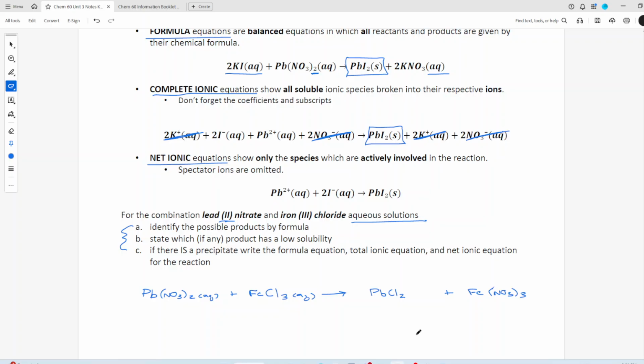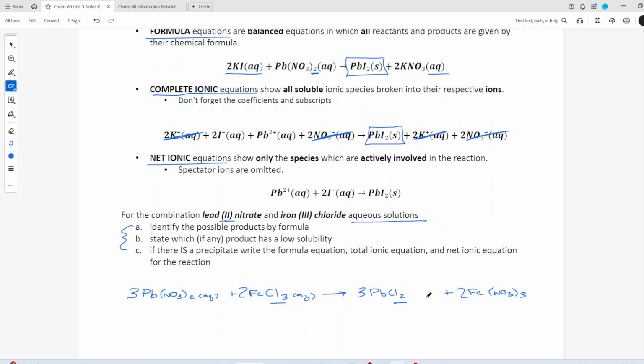The next thing we want to do is balance this equation. Where do we want to start? I usually start with the metals, but my metals are all balanced. We've got lead, iron, everything's good. So really what we have to do is balance the chlorides and the nitrates. I've got 3 chlorides on the left and 2 on the right, so I'm going to make this 6. I'm going to put a 2 and a 3. Same thing with the nitrates: I have 2 on the left and 3 on the right, so I'm going to make them 6. I put a 2 there and a 3 there, and then you just double check. Lead is 3, lead is 3. Iron's 2, iron's 2.